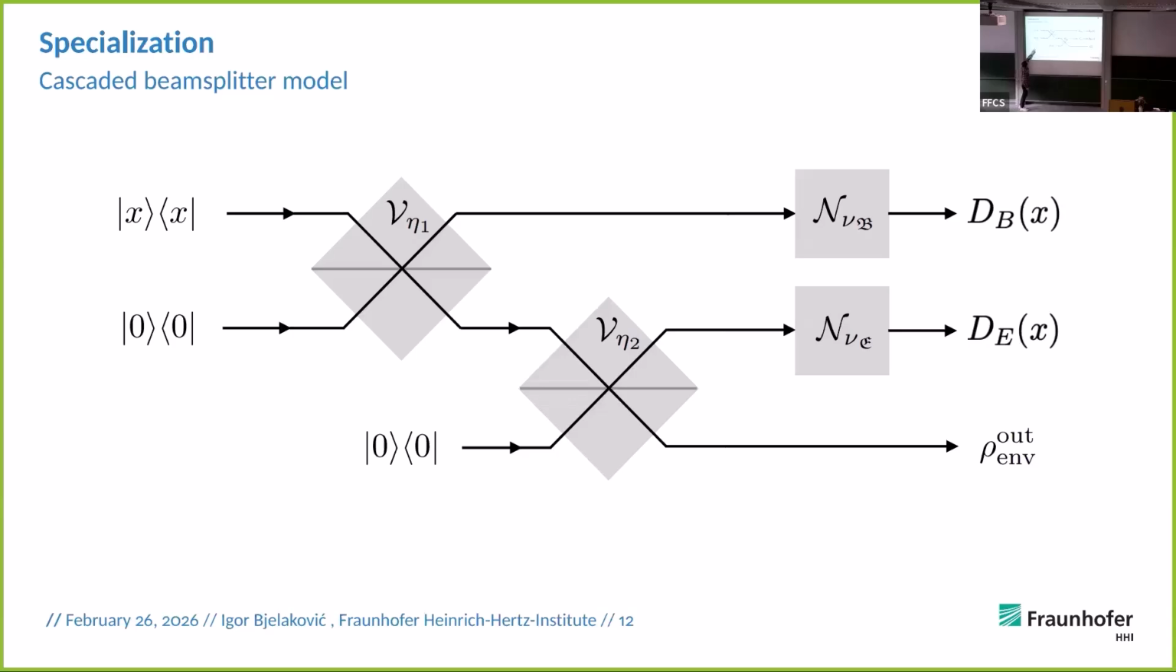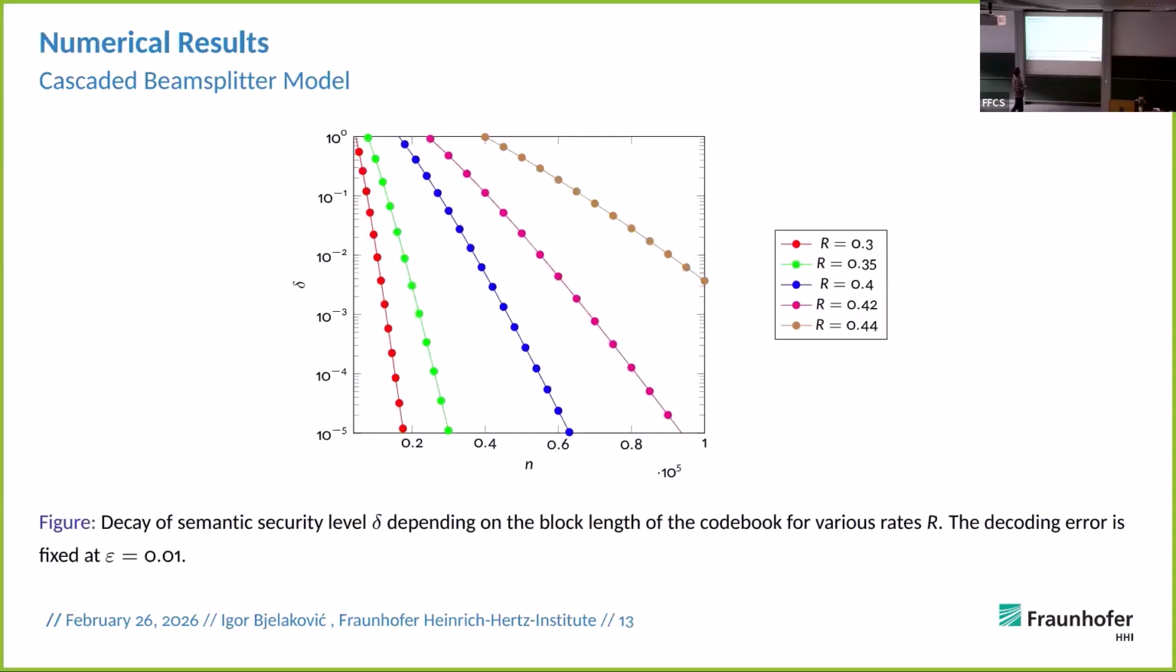So one input is vacuum. The other input is some coherent state, and here's also vacuum. They are mixed up, and then a thermal noise applies, and we get a legitimate output and the eavesdropper's output. So what can we do?